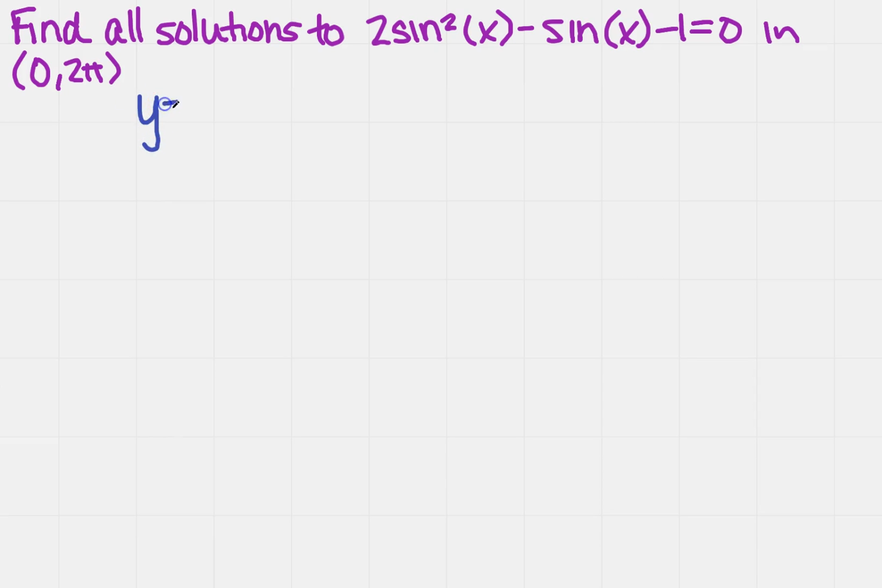So what if I say y equals the sine of x? Well, if I do that, now everywhere there's a sine x, I'm going to plug in y, and that's going to give me 2y squared minus y minus 1 equals 0. Well, now that looks way easier to me to solve, and I know exactly how to do that. I'm just going to use my factoring rules to do that.